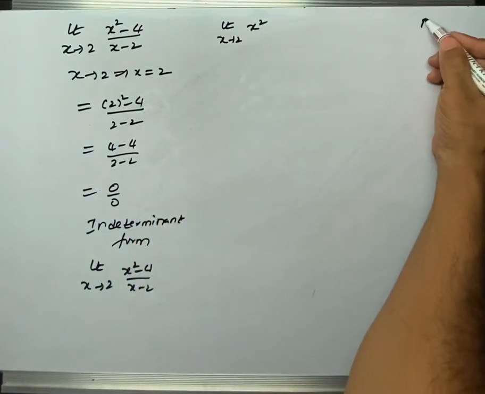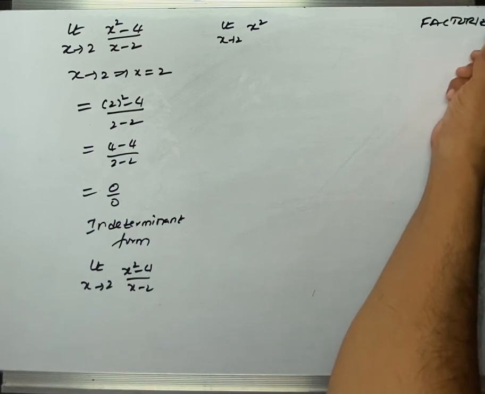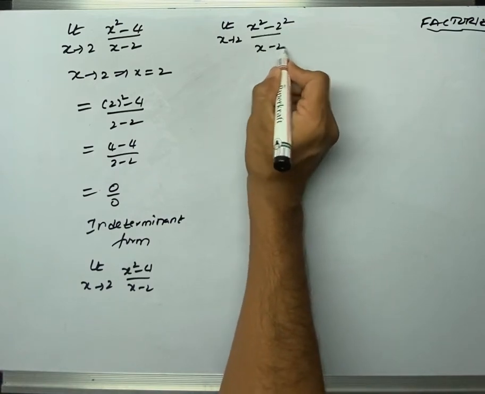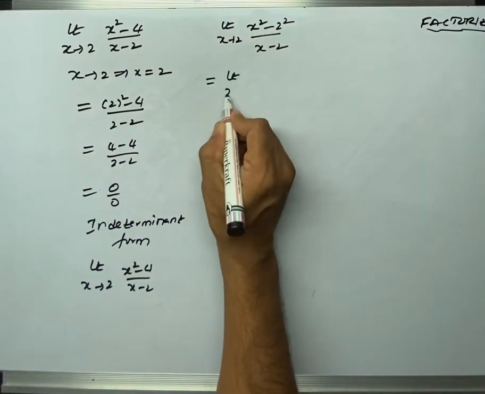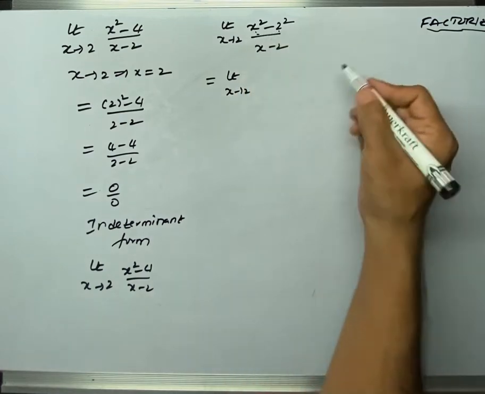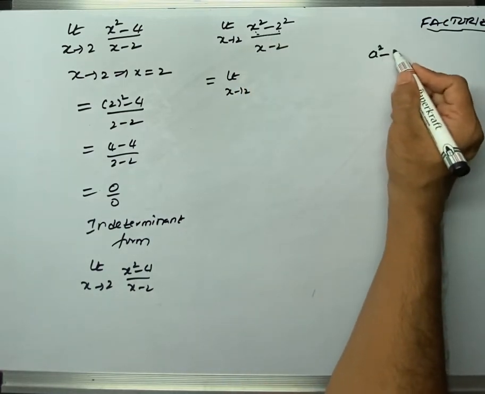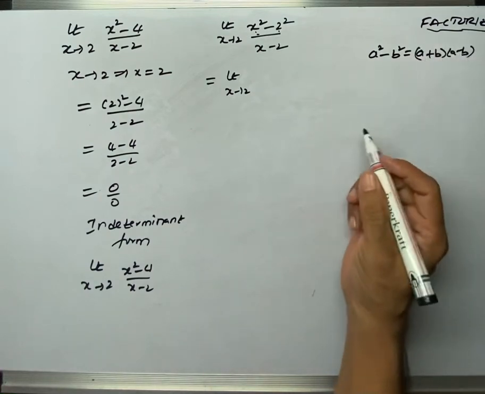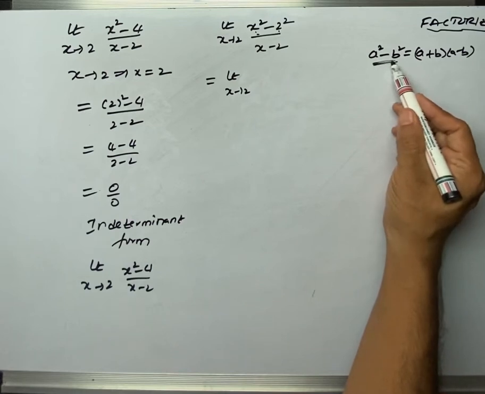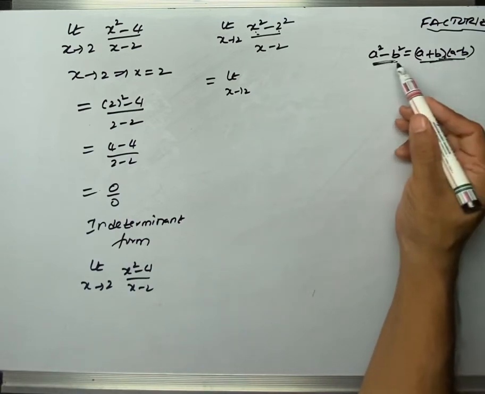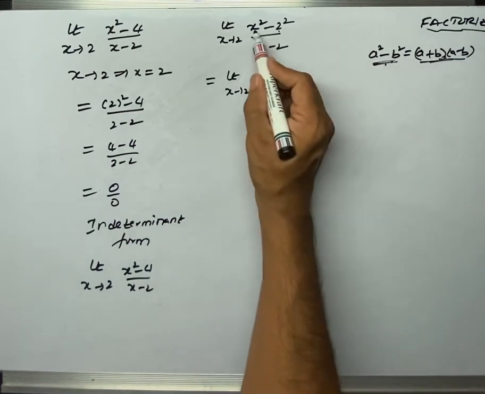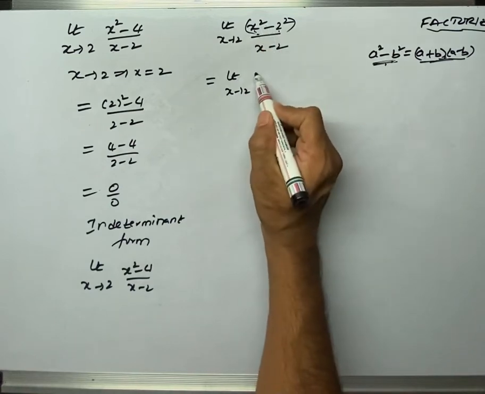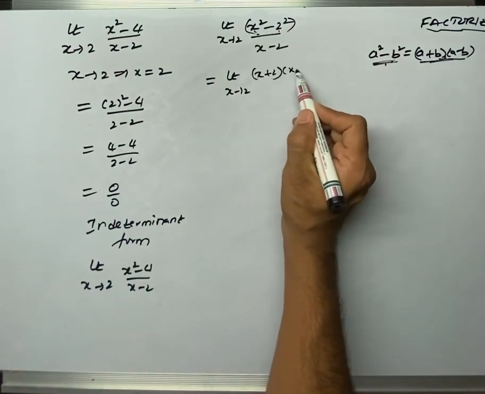Now we are using factorization. That means if we factorize the question and cancel something, we can get a different answer. Now I am writing the limit as it is and factorizing. Factorizing means writing anything in multiples, the factors of this polynomial. For example, a square minus b square can be written as a plus b into a minus b. Similarly, we have to factorize this one, splitting it into multiples using the a plus b into a minus b formula.